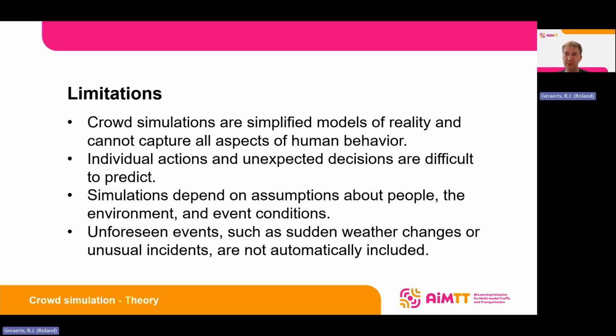However, simulations are much less effective at predicting unexpected individual actions. A model may estimate how a crowd will behave on average, but it cannot reliably predict when a person will suddenly behave in an unusual way. For example, an individual may unexpectedly start shouting, running, stopping, or behaving in a manner that influences those around them.